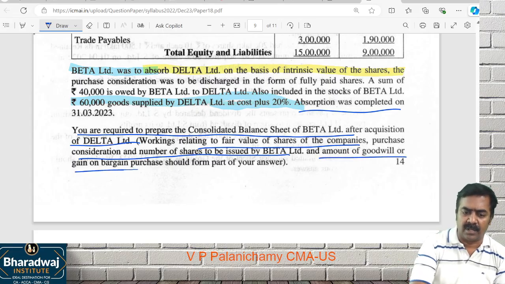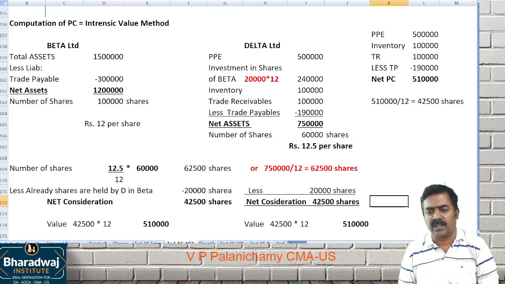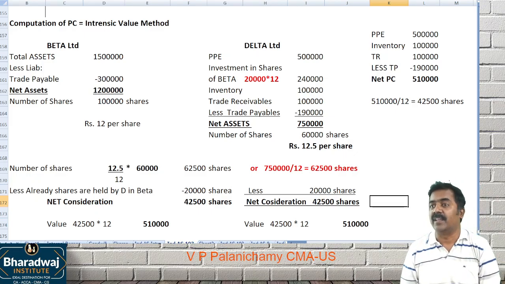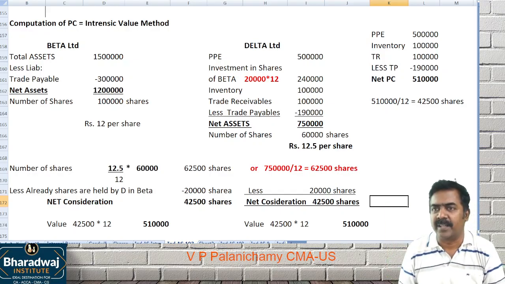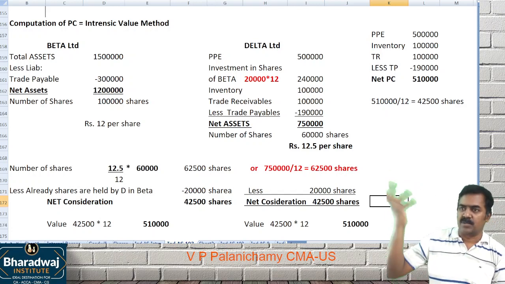Amount of goodwill or which one? Gain on bargain purchase வராது. Amount of goodwill or gain on bargain purchase will not come. Why? Net assets method, assets minus liability போடும்போது automatically goodwill or gain on bargain purchase will become what? Nothing will be there. There's no goodwill.